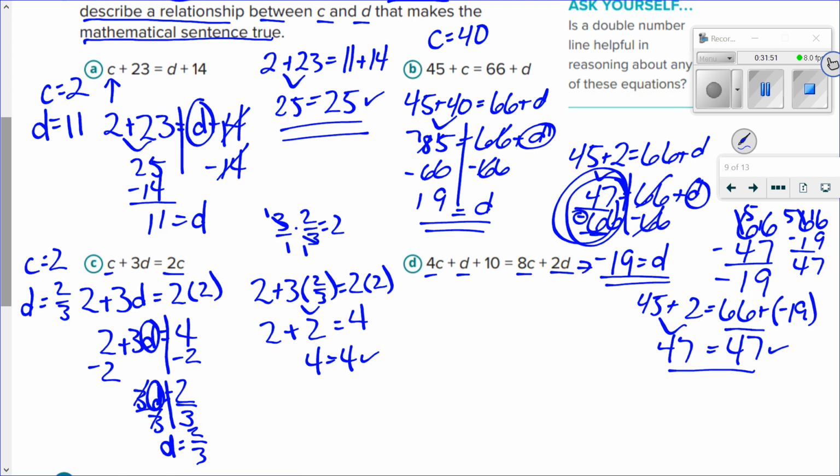When I checked it, now the 66 was on the other side. Now the 66 is positive. It was bigger, so I subtract, and now my answer is positive. See the difference? Okay? And then our last one.